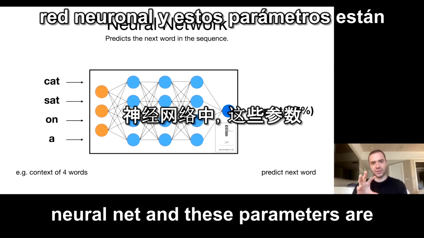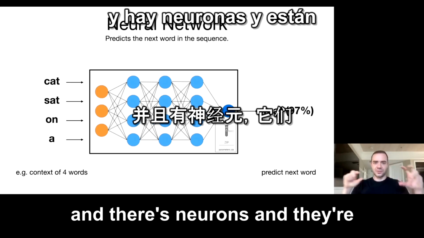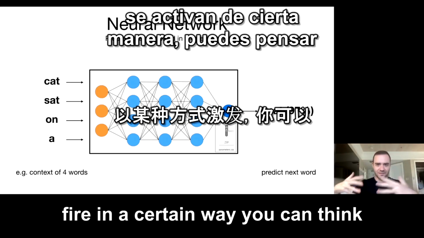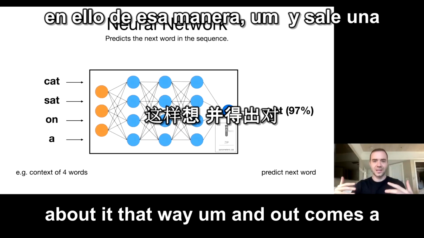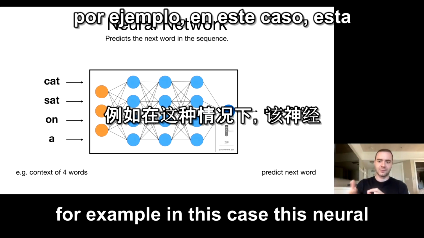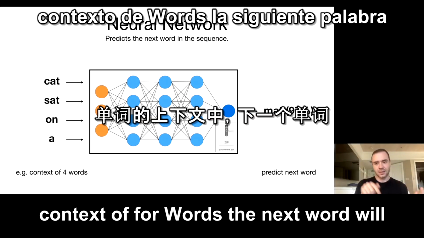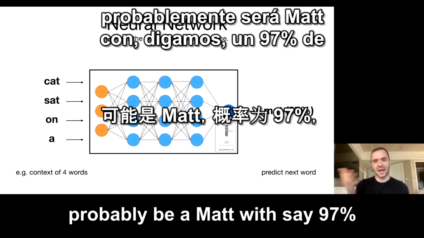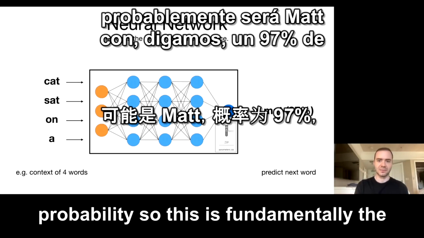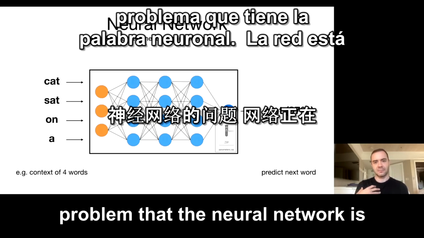This feeds into a neural net, and these parameters are dispersed throughout this neural network. There are neurons, and they're connected to each other, and they all fire in a certain way. You can think about it that way. And out comes a prediction for what word comes next. For example, in this case, this neural network might predict that in this context of 4 words, the next word will probably be mat with, say, 97% probability. This is fundamentally the problem that the neural network is performing.